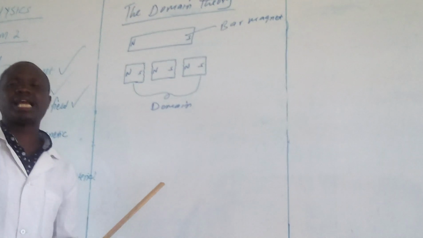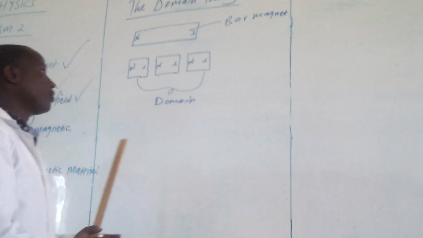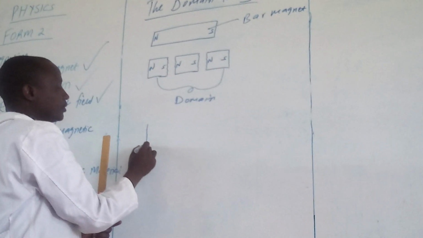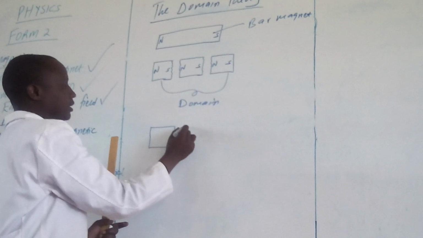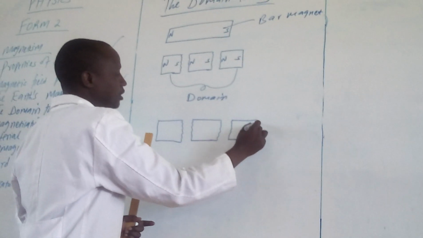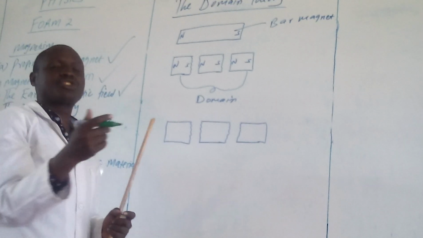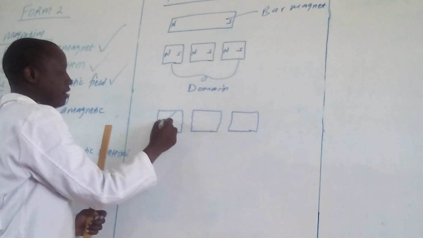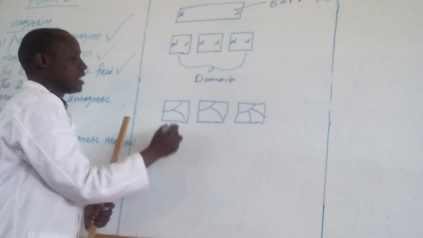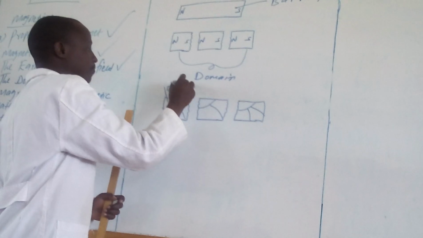That domain is having smaller subatomic magnets also. This one is having smaller subatomic magnets. This one is a domain, this one is a domain. If we further break this one, it will contain small pieces which are called the dipoles. If we break the domain further, it has the dipoles. So this is what we call the dipoles.